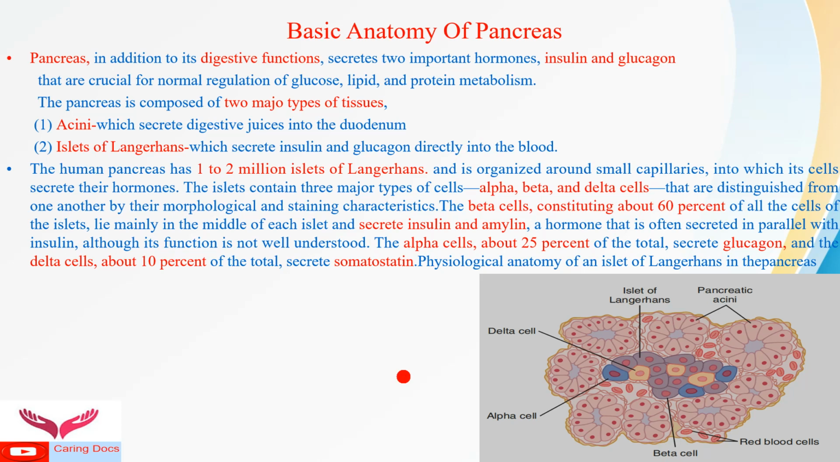The pancreas has about 1 to 2 million islets of Langerhans, arranged around small capillaries into which they secrete the hormones. These islets have three types of cells: alpha, beta and delta. Beta cells comprise about 60% and mainly secrete insulin and amylin. Alpha cells constitute about 25% and secrete glucagon, and delta cells account for 10% and secrete somatostatin.